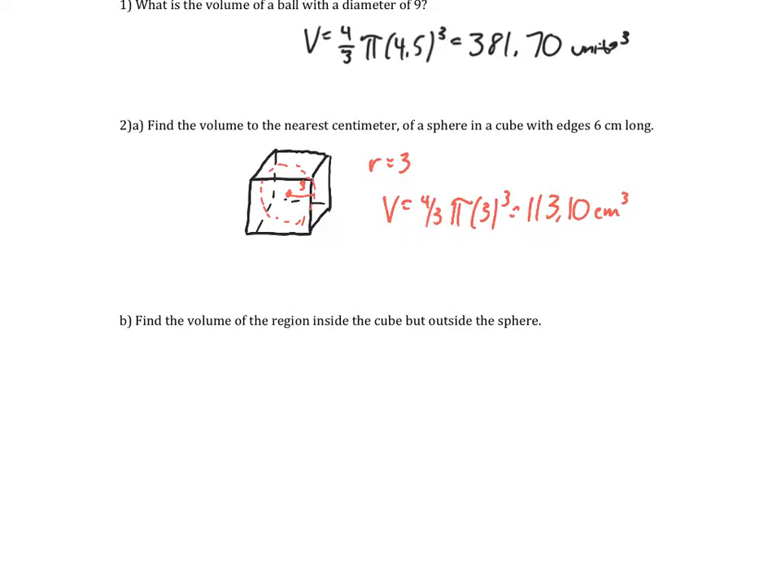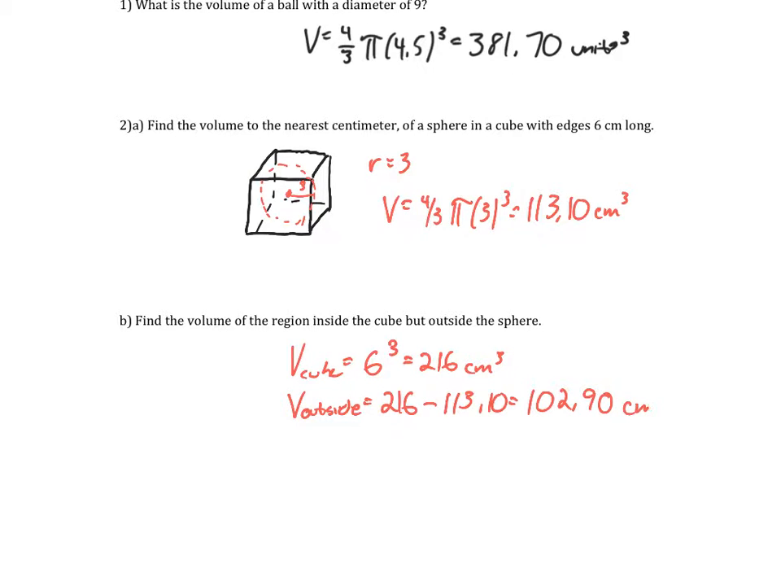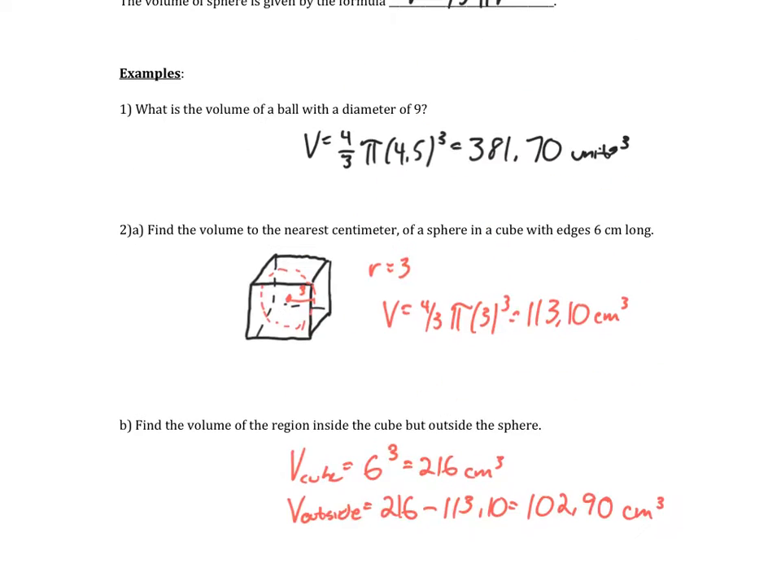And then the last one, find the volume of the region inside the cube but outside the sphere. So really it's just going to be the difference. We did a couple of these with the area ones, similar to that. We're going to need to subtract the two. So to do that, we need to find the volume of the cube. So the volume of the cube, as you remember from yesterday, would be each side cubed. So 216 centimeters cubed. So the volume outside would be the difference between them. So 216 minus 113.10, and I get 102.90 centimeters cubed.